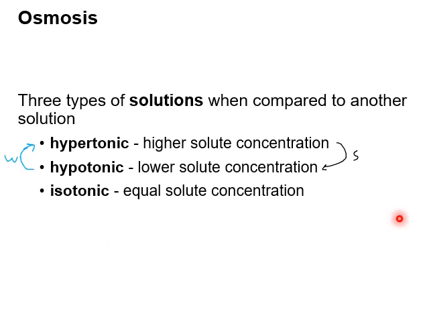And eventually, what is going to happen is you reach an equilibrium, where if you have two solutions and their solute is the same, we say that they are isotonic to each other. Iso meaning equal, so they have similar amounts of solute concentration in them.